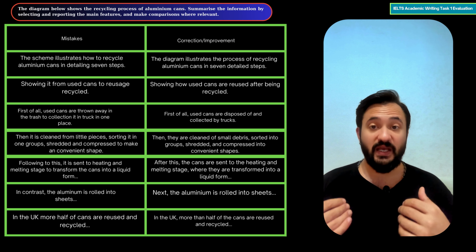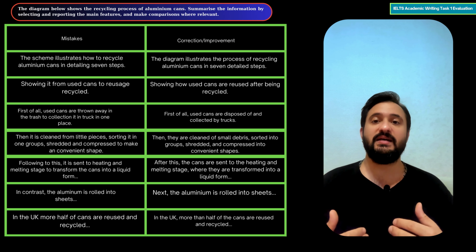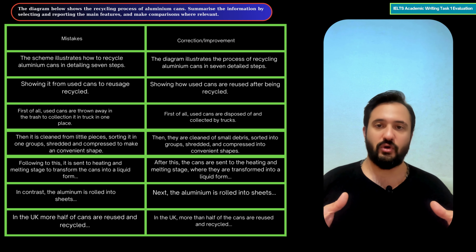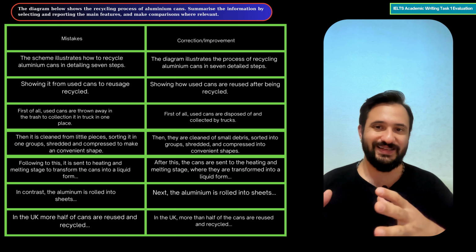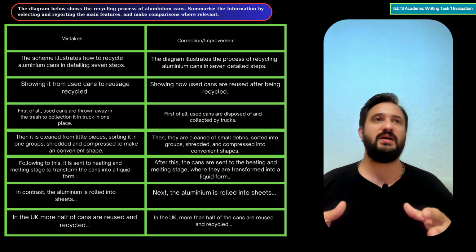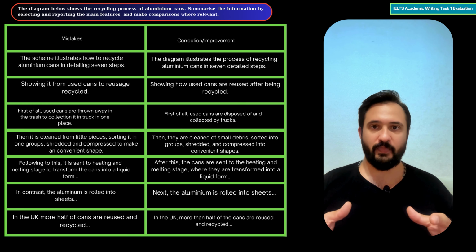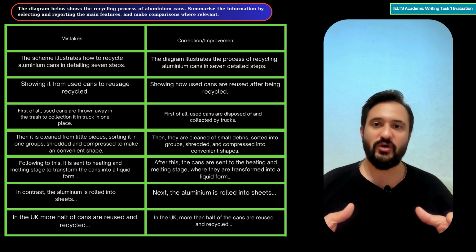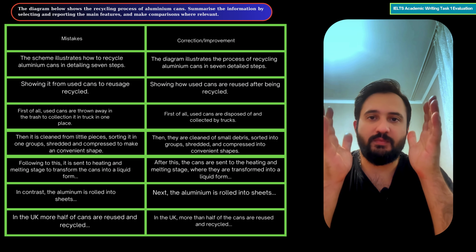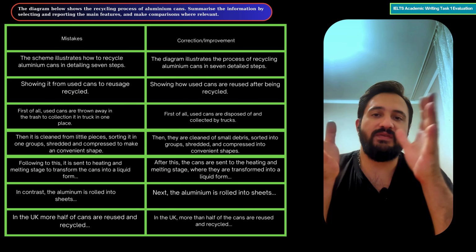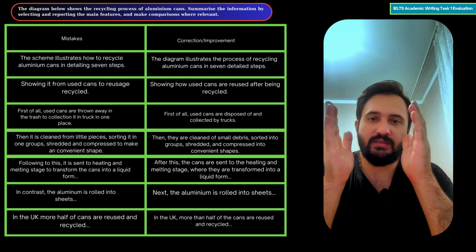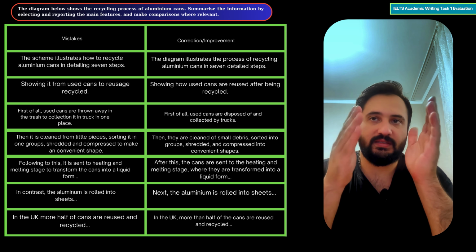So next we have, following to this, it is sent to heating and melting stage to transform the cans into liquid form. But the corrected version is, after this, the cans are sent to heating and melting stage where they are transformed into a liquid form. So here we replace following to this with after this for better fluency and improved the clarity of the sentence overall. Now let's review the next sentence, okay?